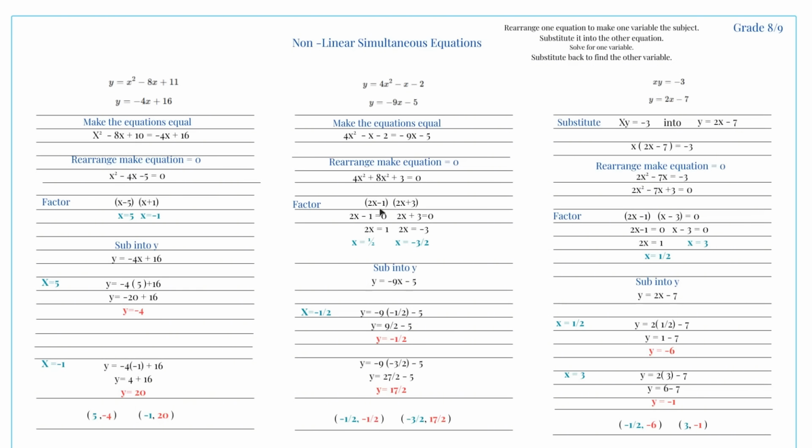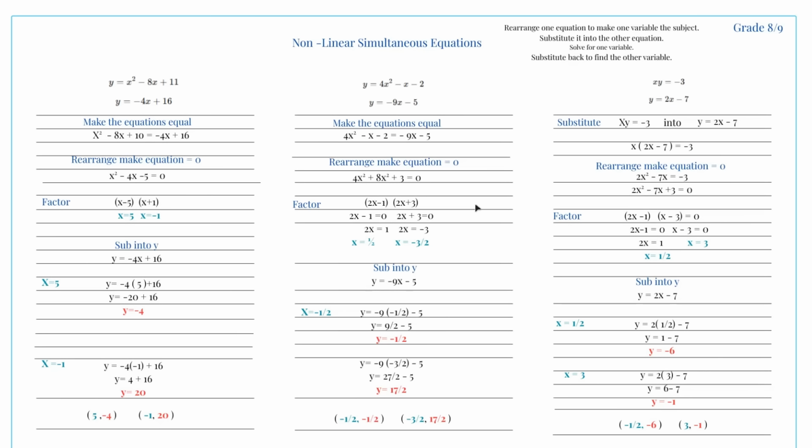So I've got 2x minus 1, 2x plus 3. So you'll have to work out how I got that. That's your knowledge. If you're on a grade 8 or 9 question, you should be able to do that. You should be able to factor out and understand what I've just done. So if you're on foundation, don't even bother looking at this. So I got 2x minus 1 and 2x plus 3.